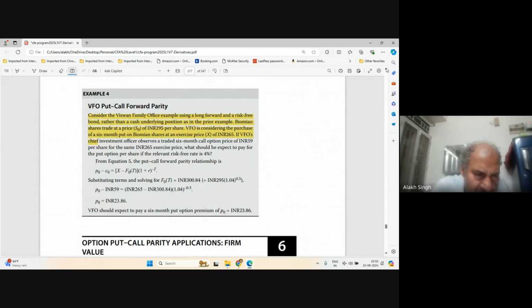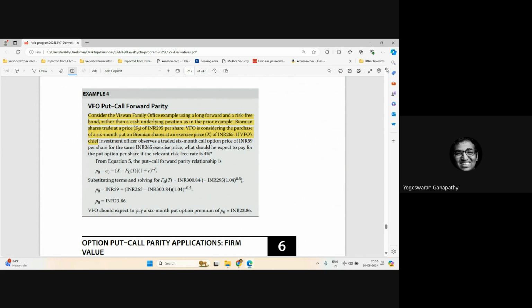Yeah, read it. Consider the VFO example using a long forward and risk-free bond rather than a cash underlying position. In the prior example, Bioman shares traded at S0 295. VFO is considering purchase of a 6 months put option at an exercise price of 265. If VFO CFO finds a traded 6-month call option of 59 at 265 exercise price, what should be expected to be the put option? The relevant risk-free rate is 4%. Okay, so C naught is given, X is given.